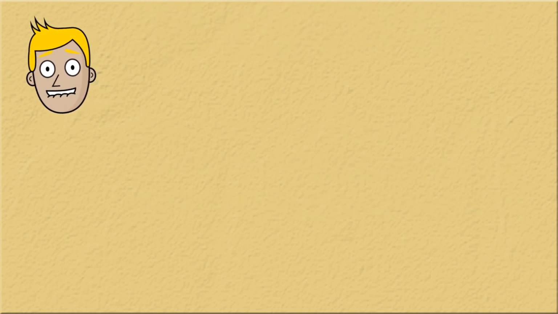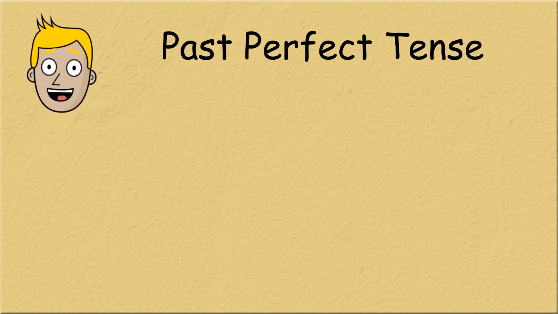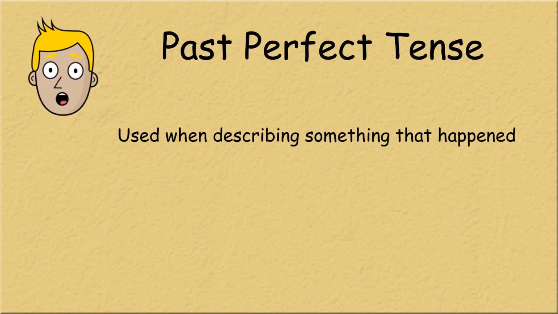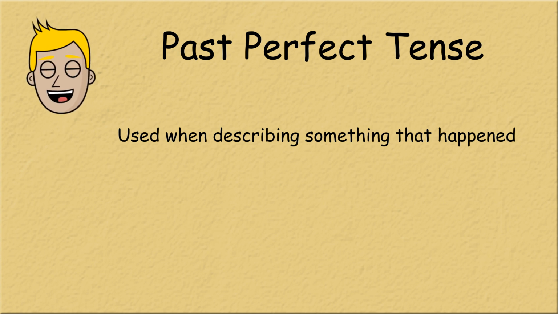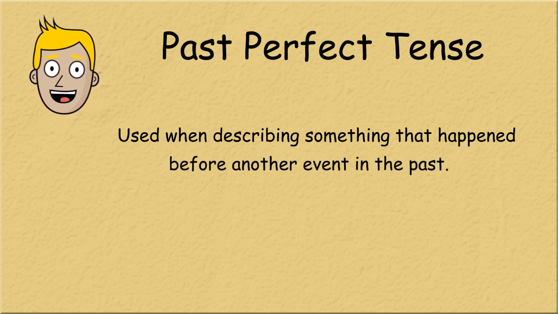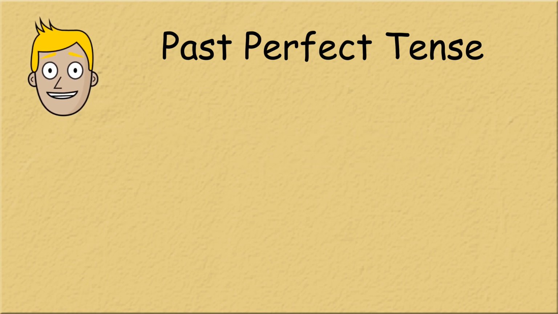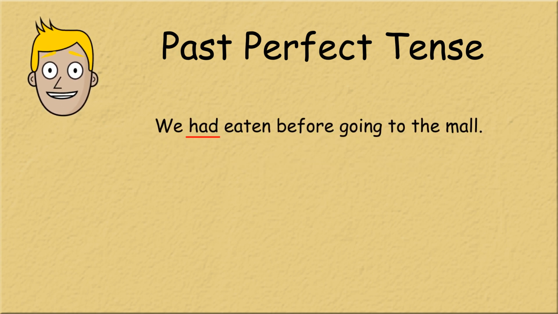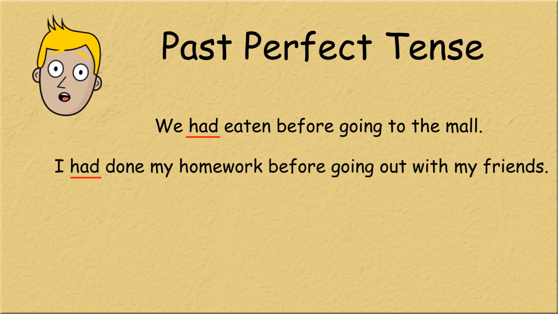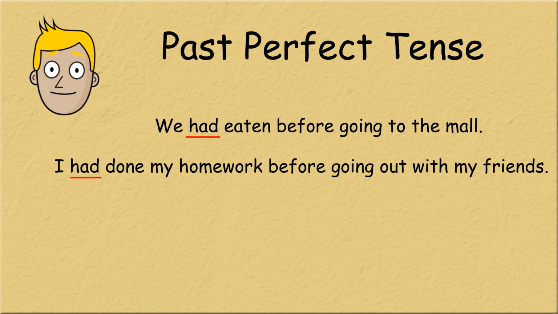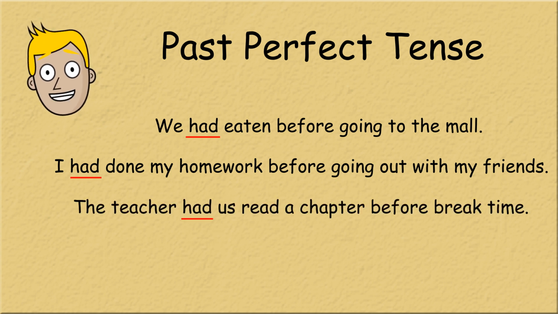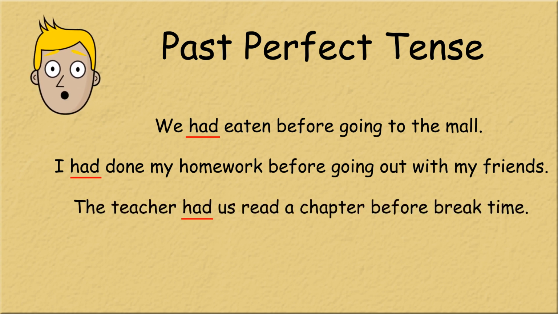Our third type of past tense is called the past perfect tense. We use this type of past tense when referring to something that happened before a specific time or event in the past. A hint for identifying past perfect tense is the use of had or hadn't. Some examples of this are, we had eaten before going to the mall. I had done my homework before going out with my friends. The teacher had us read a chapter before break time.